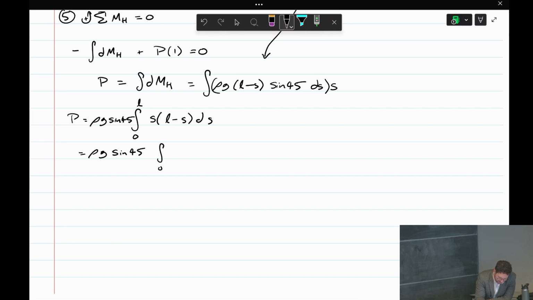And L in this problem is root 2. I left it as L because most of these problems are going to involve integrating along the length of the gate, but we know L in this problem: it's root 2.